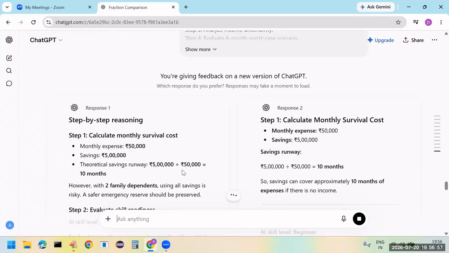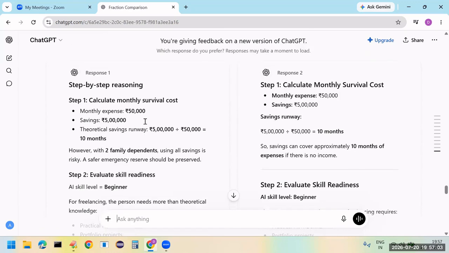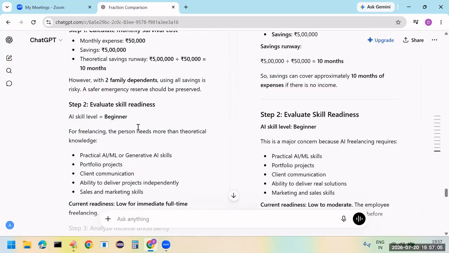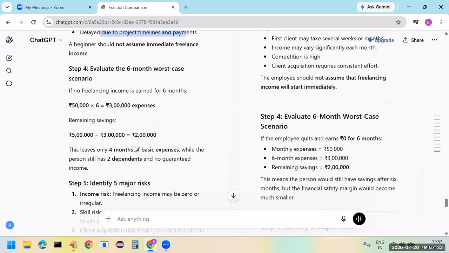Sir, have you observed? Calculate monthly survival cost. Step 2, evaluate skill readiness: beginner. Step 3, analyze uncertainty. Freelance income can be zero in some months, irregular in the beginning, dependent on finding clients, delayed due to the project timelines and payments. Evaluate 6 months worst case scenario. If no freelancing income is earned for 6 months, these are the expenses. If you reduce from savings, this is the final.